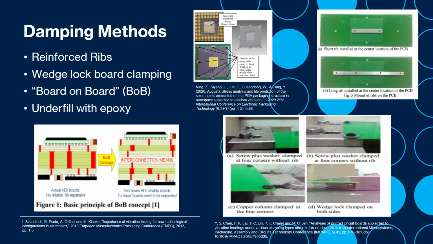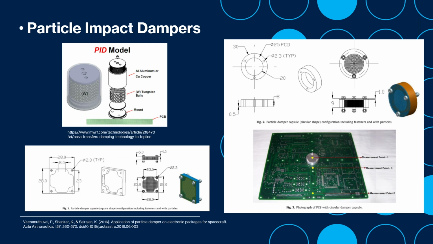This minimizes the deflection and displacement caused by the vibrations. Then you have underfill, where you place epoxy on the connections, so not all of the stress is placed on the solder, minimizing the vibrational impacts on the solder joints. Another method is particle dampers, which are small capsules that contain many small tungsten balls inside and are placed at the center of the boards.